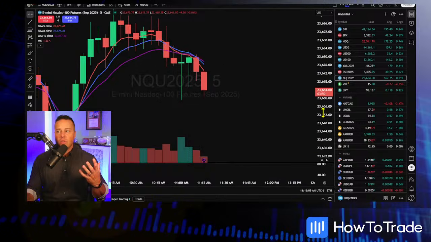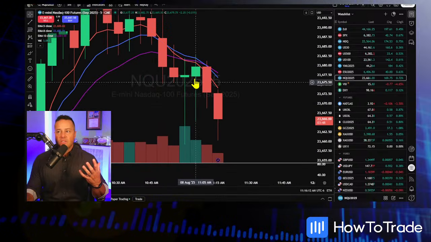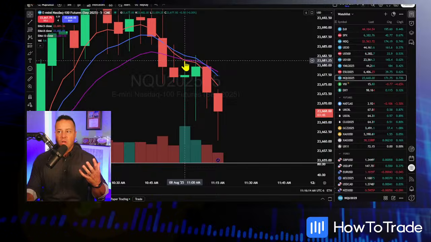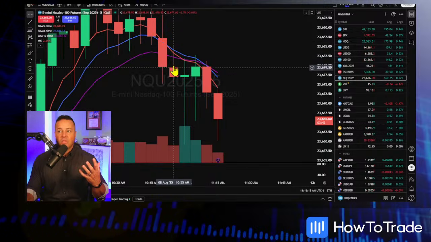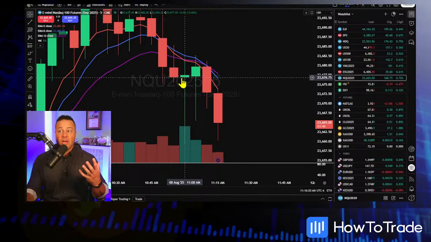Crossover, and just to blow this up, crossover right here. This is a 5-minute chart on the NASDAQ futures. Your crossover occurred right there. 5 crossed over the 8, and price was actually beneath all 3 right there. So you could have got your sell probably right in this zone right in here.